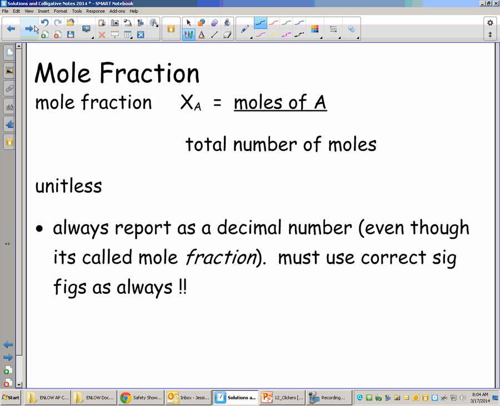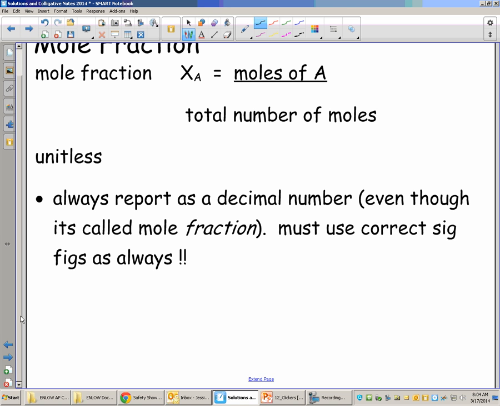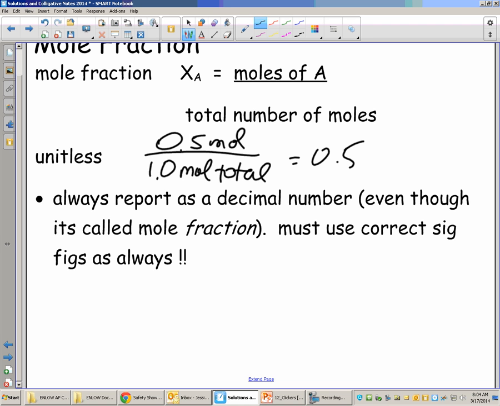It's unitless, yay. And then you always represent it, even though it says fraction, as a decimal. So if you have 0.5 moles of something over 1.0 moles total, you don't say 1/2, you say 0.5. And that's it, no unit. You always represent it as a decimal, just because that's the common way of expressing it.